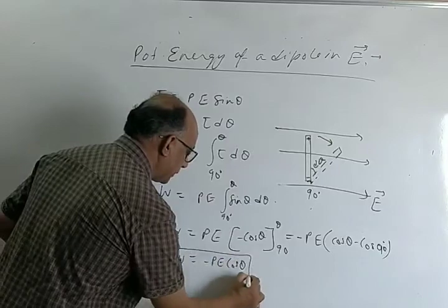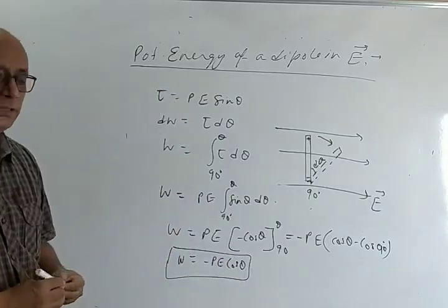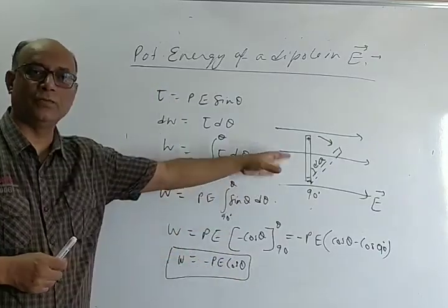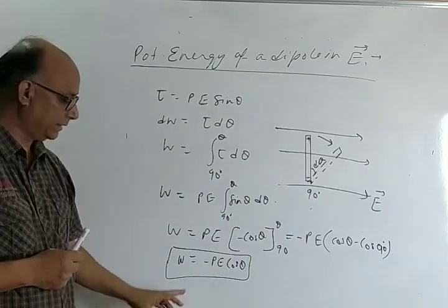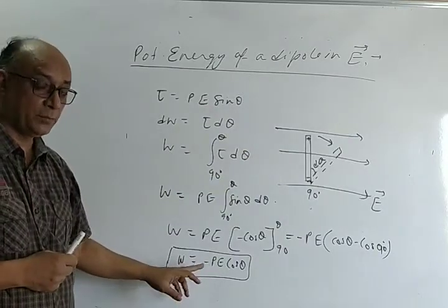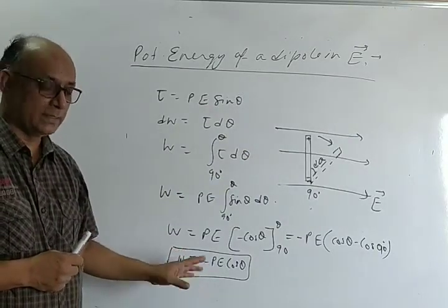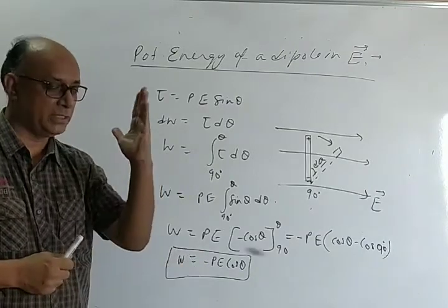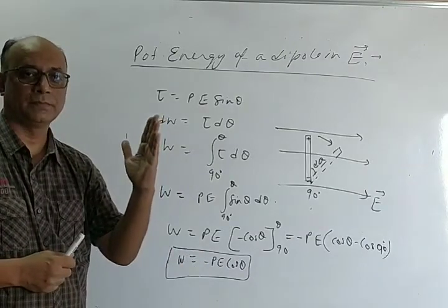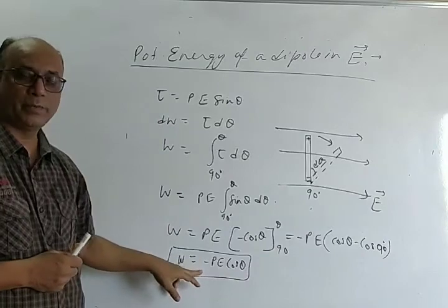So this is the expression for potential energy of a dipole placed in a uniform electric field. This is the final expression. This is the potential energy, not the work done. This is the work done, but when initial position was 90 degree, correct? So I hope this topic is clear.